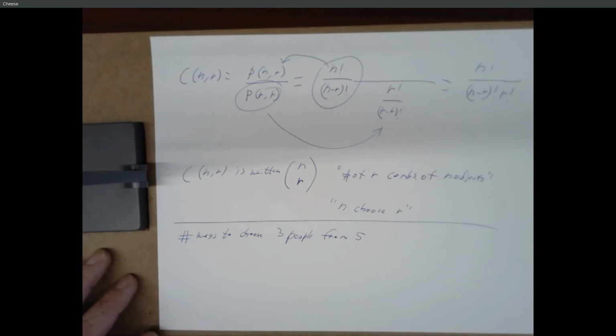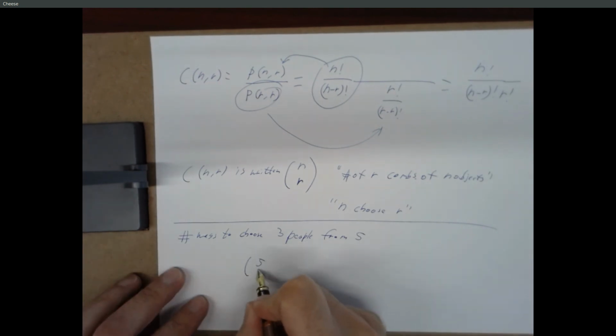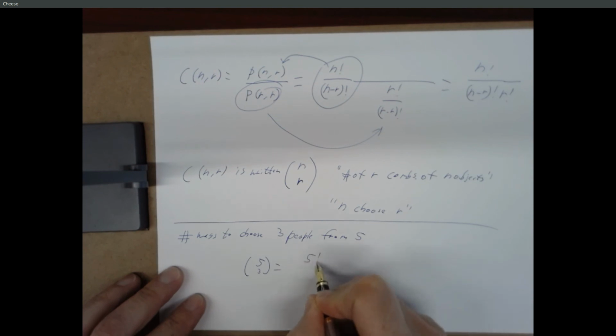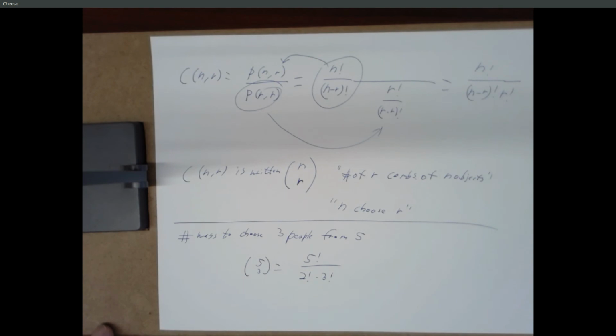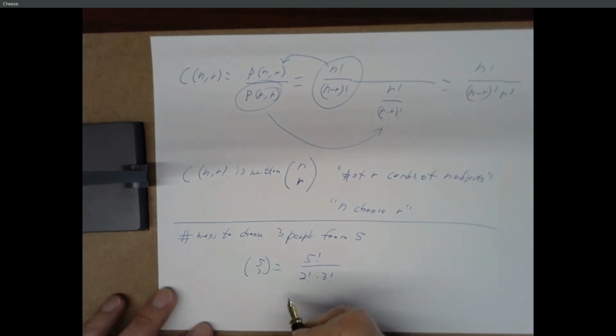So the number of ways to choose three people from a group of 5 is just 5 choose 3, which is 5 factorial over 2 factorial times 3 factorial, where this 2 was 5 minus 3.